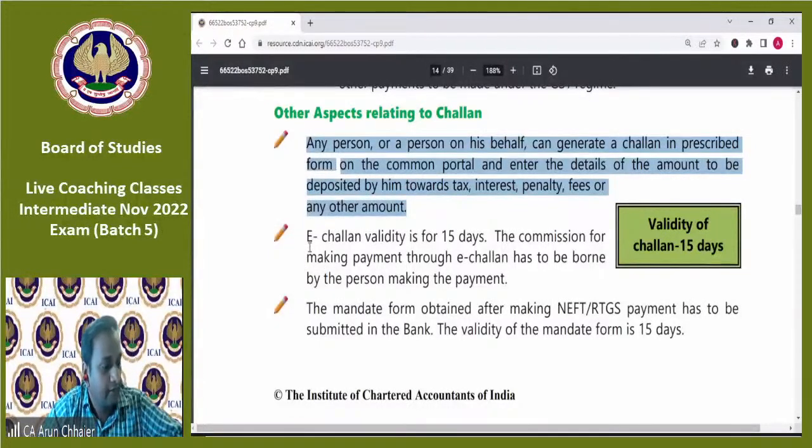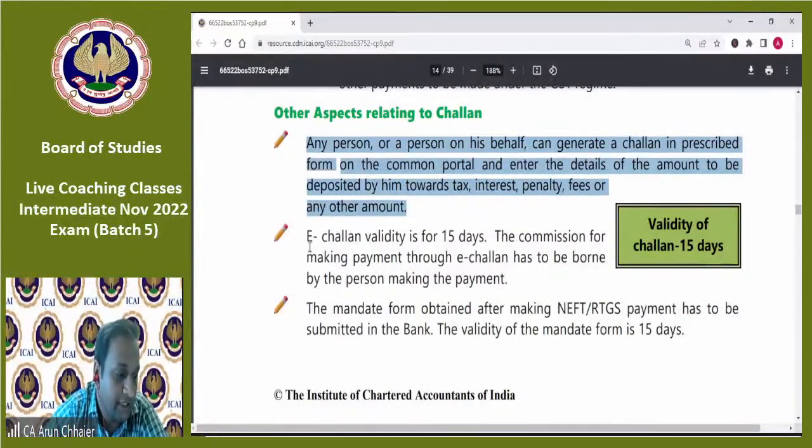E-challan, what is over the counter? Karthik, we would like to deposit the amount in cash. We would not like to pay through internet banking. Do not like to pay through RTGS, NEFT. Then take, fill in the challan, take the printout, go to the branch, pay in cash. But that has the limit of 10,000.